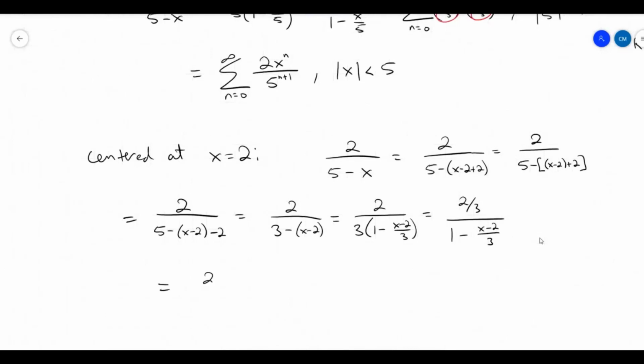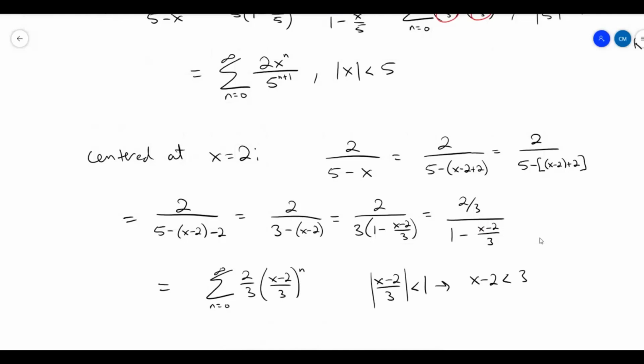So what we're going to get out of this is the sum. I'll put the 2/3 here, so 2/3. And then I'm going to replace the x with x minus 2 over 3 to the n. And then we can also say that this is only going to converge provided that the absolute value of x minus 2 over 3 is less than 1, or x minus 2 is less than 3.